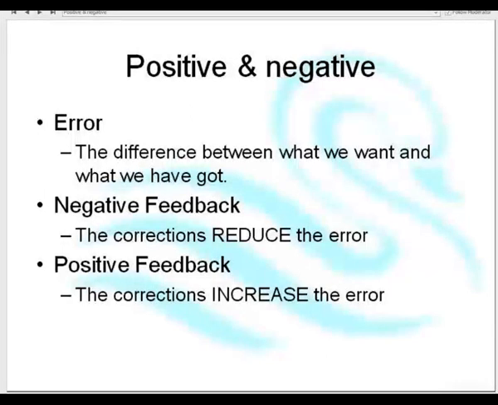There can be positive or negative feedback. What we do is we generate a thing called the error. And the error is the difference between what we want, which is the set point, and what we've got, which is the process variable. You have negative feedback. Negative feedback reduces the error. So in other words, negative feedback gets us closer to set point. So negative feedback is a good thing.